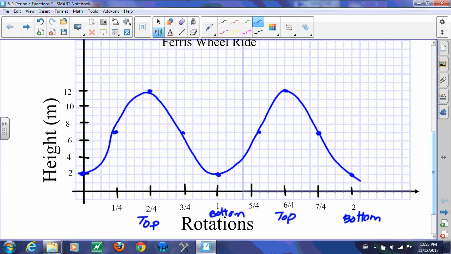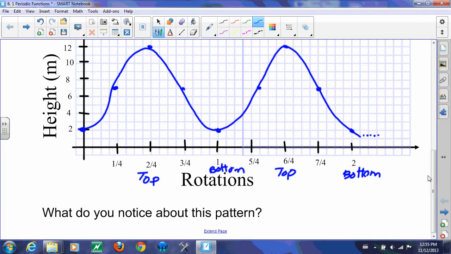In the future, we will see where this trend continues, because you'll learn that some of these patterns repeat. Just pretend you were going 8 or 9 rotations around on the Ferris wheel. That pattern would continue, going back up to a maximum, back down to a minimum. So what do we notice about this pattern? First of all, we notice that it repeats itself. We also know that there's some symmetry about it.